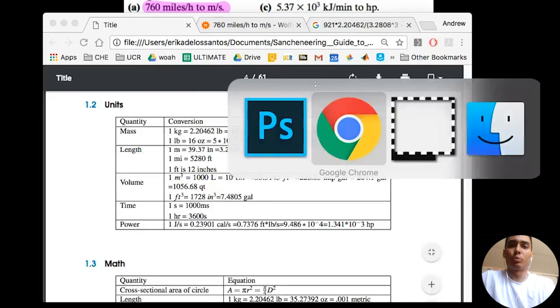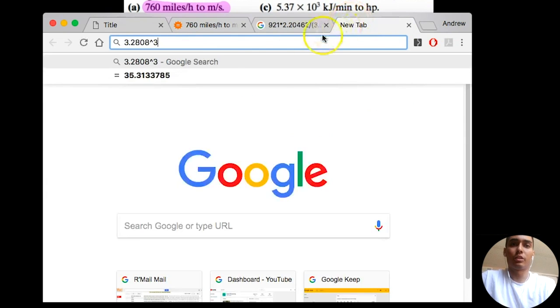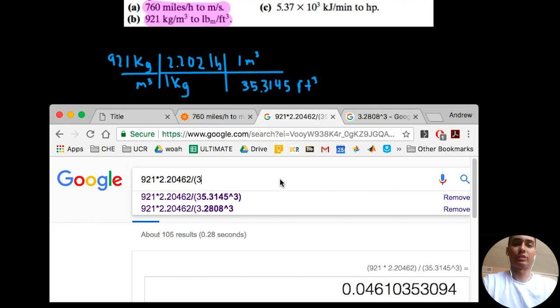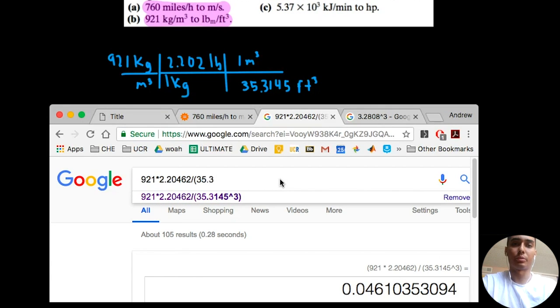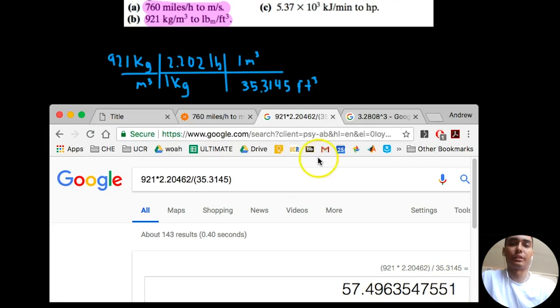So for volume, 1 meter cubed is actually 35.3145 feet cubed. And where did that come from? Well, that's because 3.2808 cubed is actually 35.3145. It's a little bit different, but there's a little bit of error. So if we multiply this and just divide by 35.3145, not cubed, we'll get the same thing, 57.